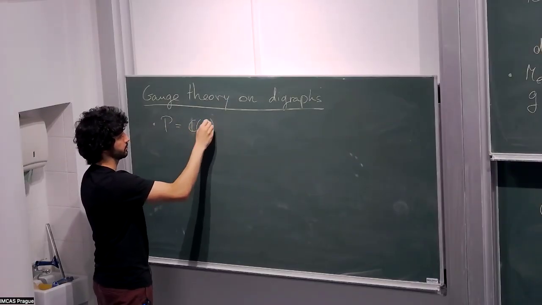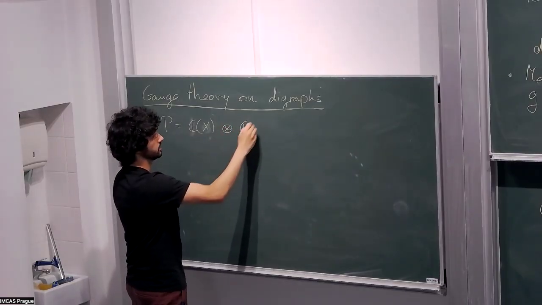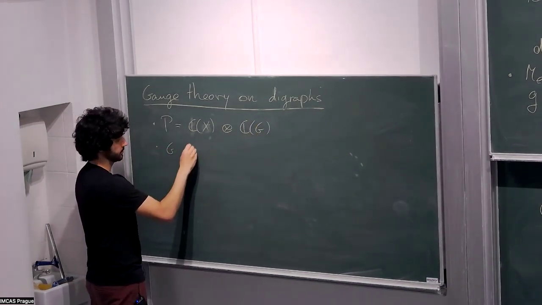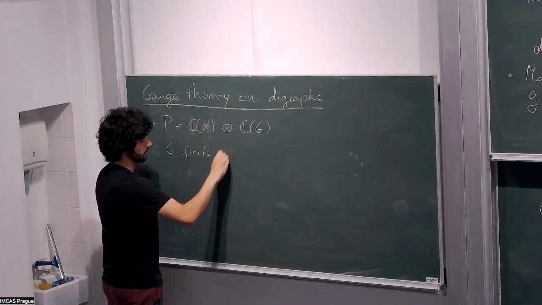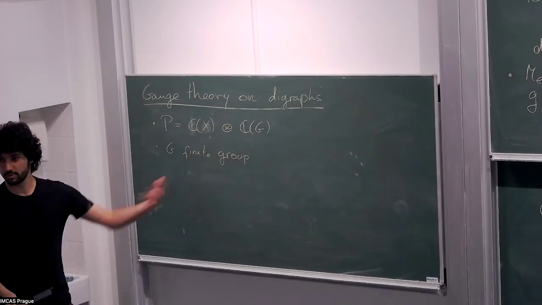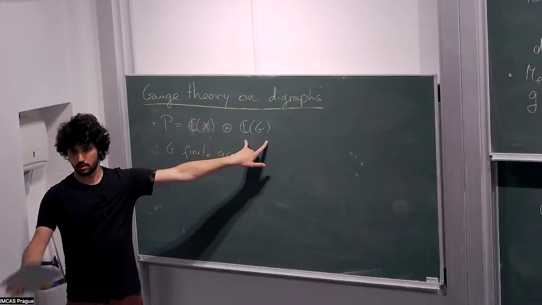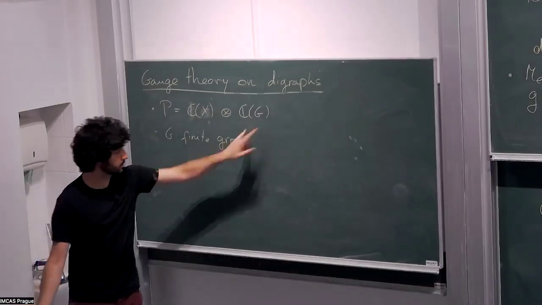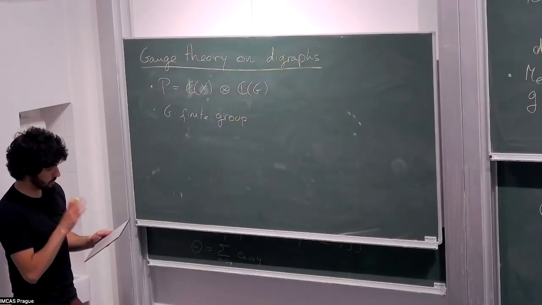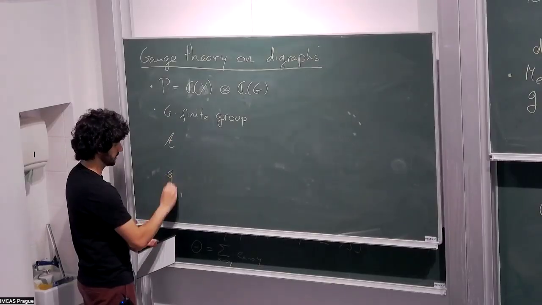So functions, the base is just functions on X, and then we tensor this with functions on a group, where here G is a finite group. So this would be an example of a trivial quantum principal bundle, where the right action here is just given by the coproduct on the Hopf algebra on functions on this finite group. So now, given this formalism, we can define forms and gauge transformations.